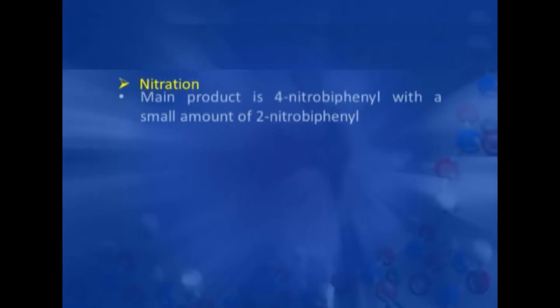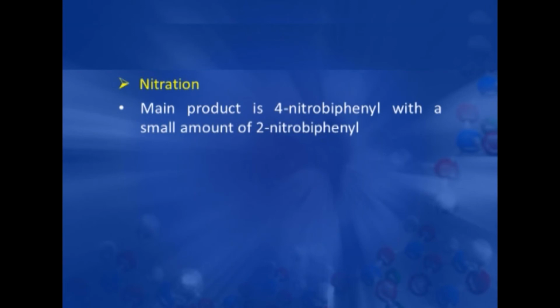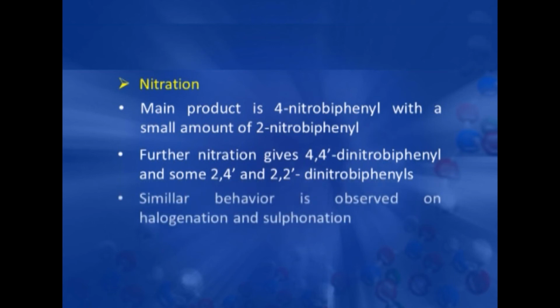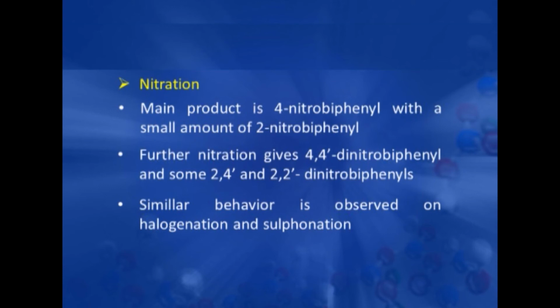For example, in the case of nitration, the main product for mono substitution is 4-nitrobiphenyl with a very small amount of 2-nitrobiphenyl, and further nitration gives 4,4'-dinitrobiphenyl and some amount of 2,4'- and 2,2'-dinitrobiphenyls. A similar behavior is observed for halogenation and sulfonation also.